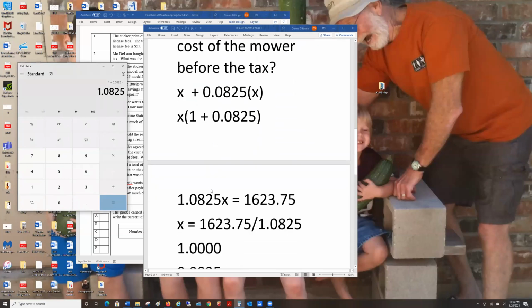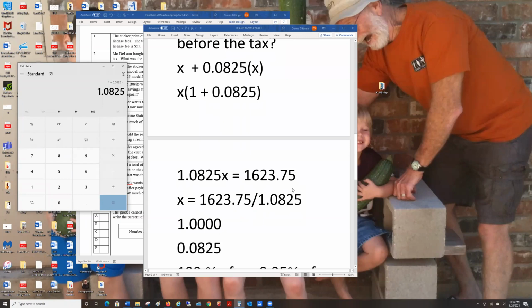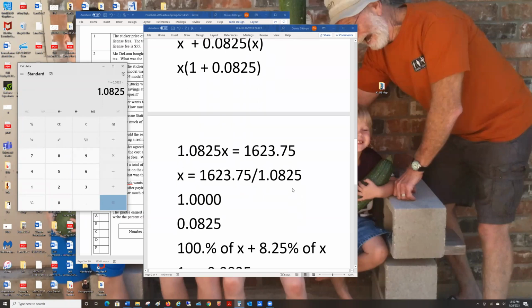Now you have 1.0825 times X equals 1623.75. And the way we solve that, I bet you remember, is we divide. Now, the good news is we have a calculator to do this. This is the yucky part. The yucky part is 1623.75 divided by 1.0825. And I used to have to teach this in class because people forgot how to do long division. No more. Hooray for calculators.